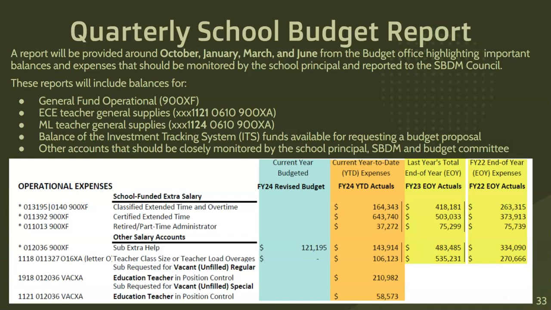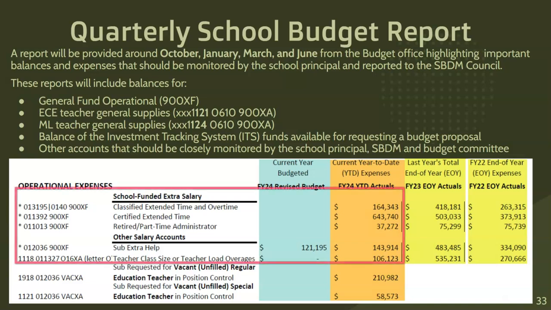It'll also indicate the balance within the investment tracking system for funds that are available to request a budget proposal. Now remember, the investment tracking system and Munis are two different platforms. Investment tracking system is where you request your funds, and Munis is where you're spending it. So it's your responsibility to monitor the actual expenses in Munis as well.